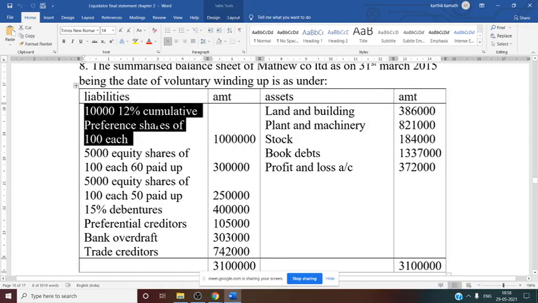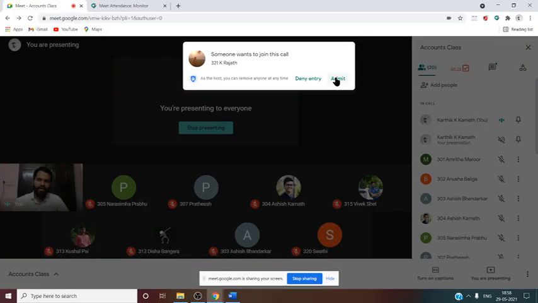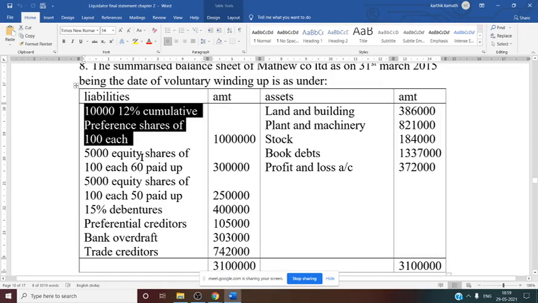What do you mean by cumulative preference share? In case any dividend is not paid during the year, you can pay it in the subsequent year. If there is any arrears of dividend, that gets accumulated and paid in the subsequent year. Now this is a very important part of this problem regarding these two pieces of information.